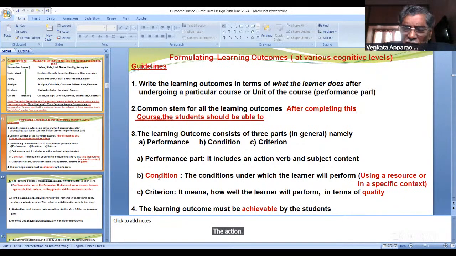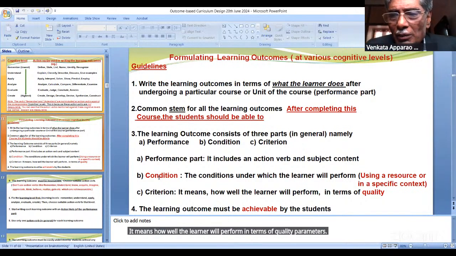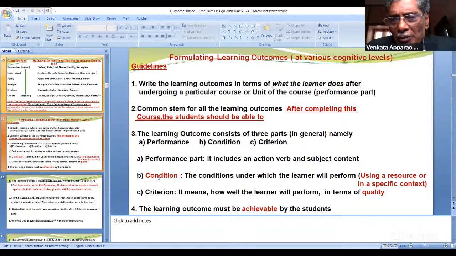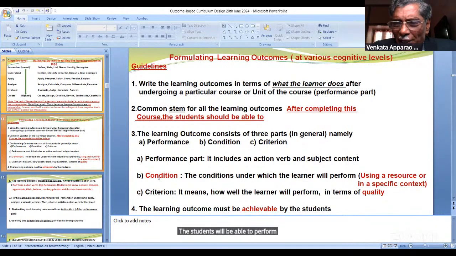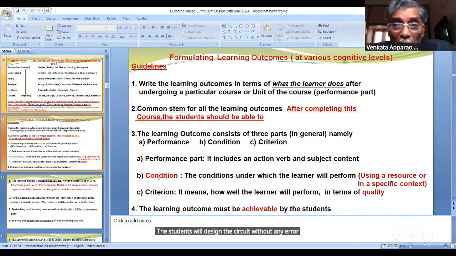Then the criterion part. It means how well the learner will perform in terms of a quality parameter. The students will be able to perform to an accuracy of 99%. Quality parameter, you have to mention that. The students will design the circuit without any error. Quality parameter.